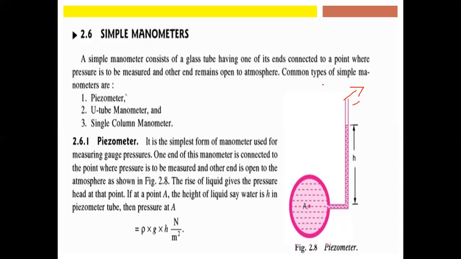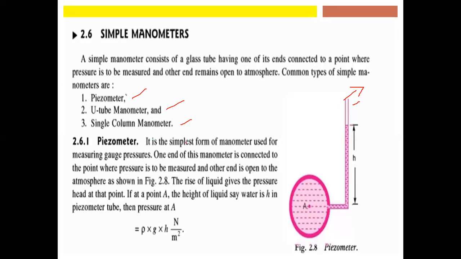Next, the common types of simple manometers are piezometers, U-tube manometer, and single column manometer or micrometer. We have discussed all of these thoroughly in unit 1 and also done problems. I will explain briefly and quickly regarding this.